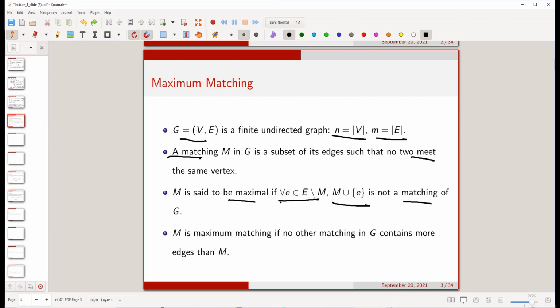So these are the definitions. Now our goal is, first let's think how can we compute a maximal matching. The maximal one is the easier one. So would anyone like to suggest how we compute a maximal matching?